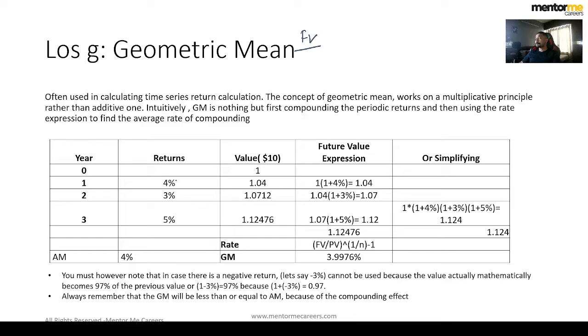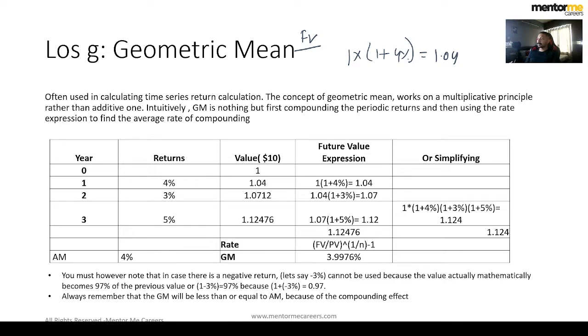So if you see, on year 0, let's consider $10 invested, or even $1, that's okay, and you generated 4%, so your value obviously becomes 1 into 1 plus 4%, which is nothing but 1.04. That is how the calculation happened here. And now look at what is happening after that. So after that, 1.04 is again generating 3%, so you're getting 1.0712, right?